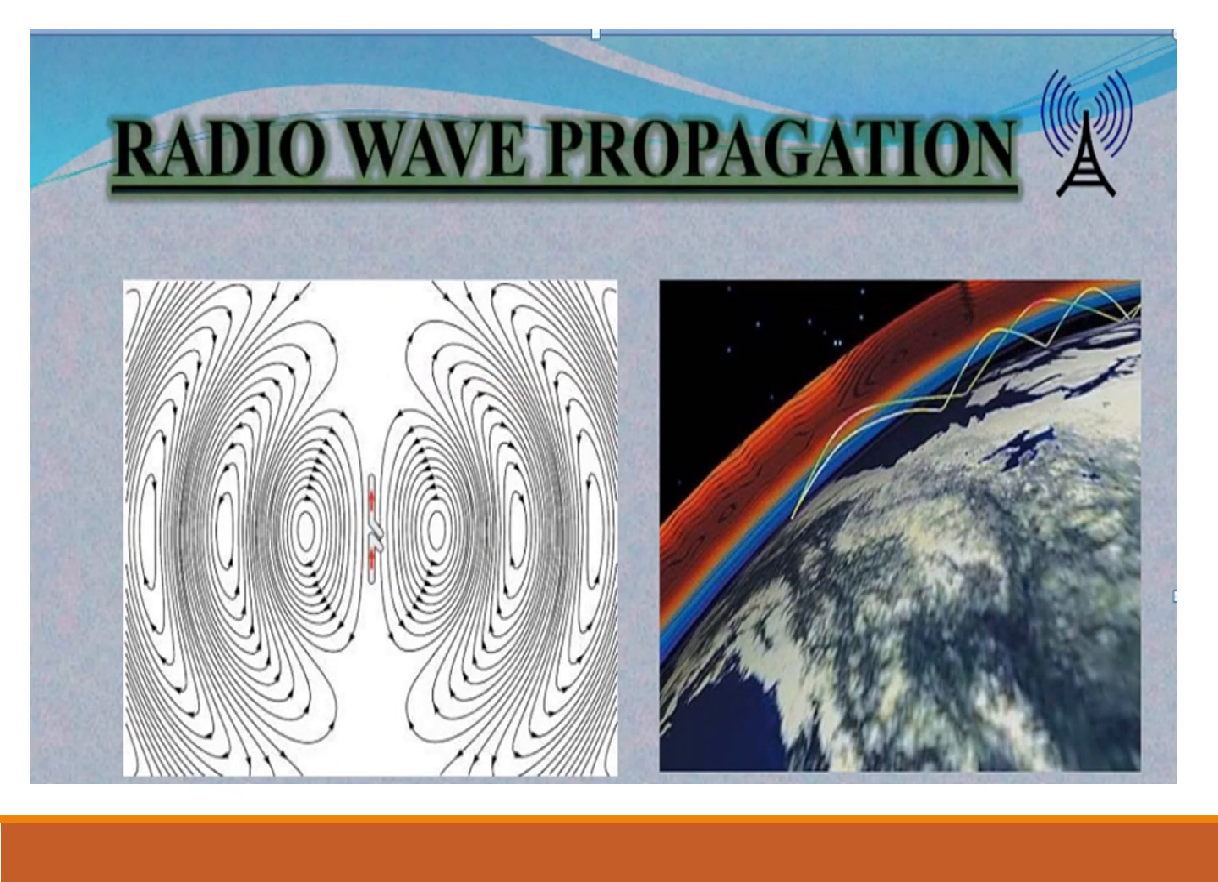Now look into the diagram of radio wave propagation. See here, I have a half wave dipole. This is how the waves emanate from a half wave dipole antenna. This picture shows how waves are propagating on the surface of the earth.